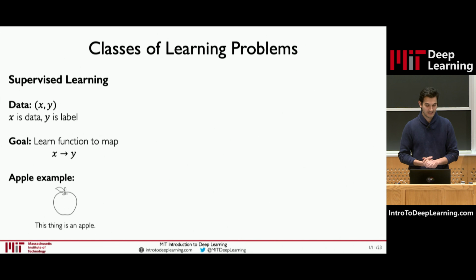So for example, if you consider this example of an apple, observing a bunch of images of apples, we want to detect, in the future, if we see a new image of an apple, that this is indeed an apple.